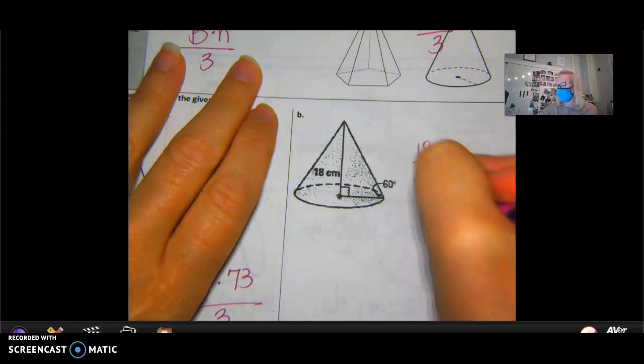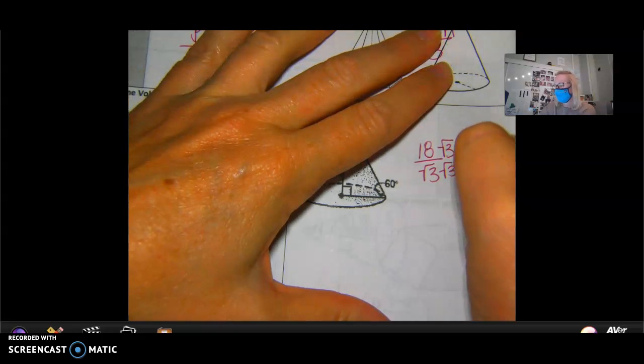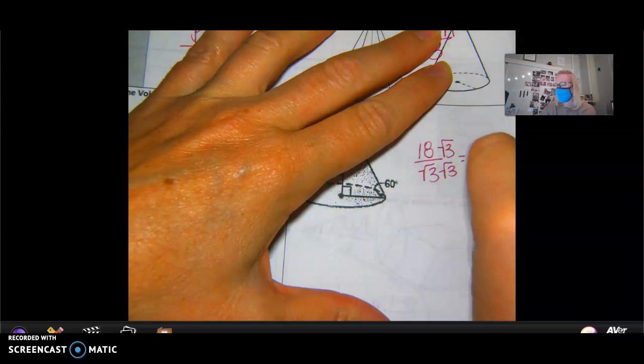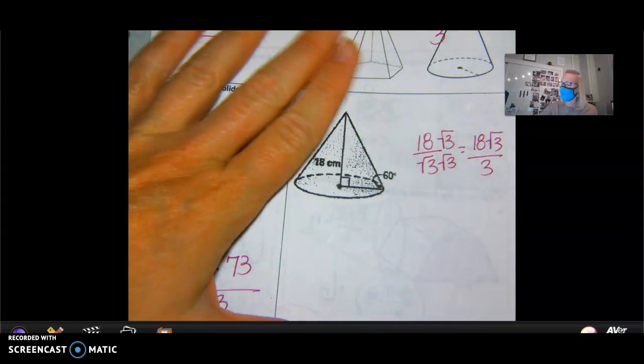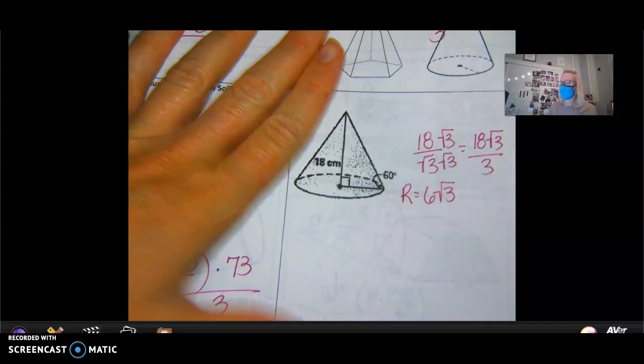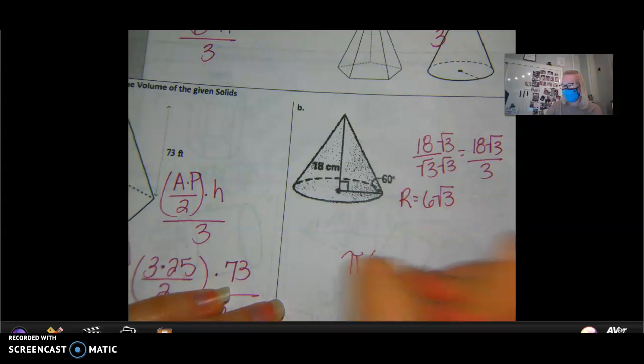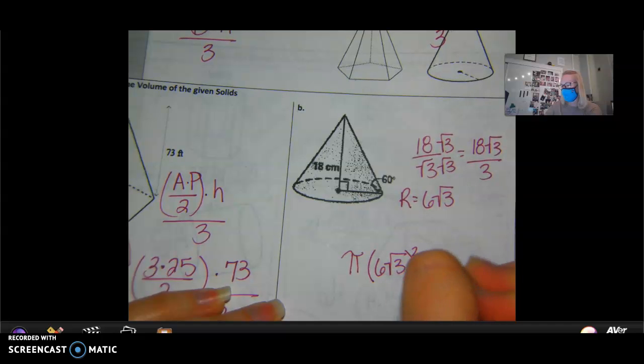I need to rationalize the denominator when I do that. So I get 18 square roots of 3 over 3. 18 divided by 3 is what? So my radius is 6 square roots of 3. So I'm going to do pi times parentheses 6 square roots of 3, parentheses squared, times its height of 18, all that divided by 3.